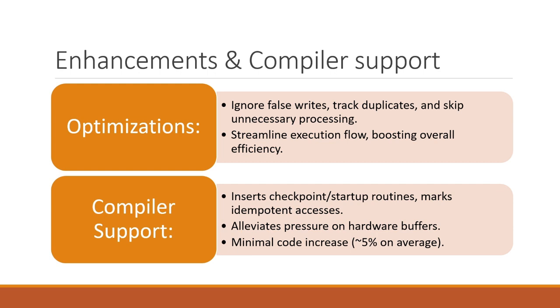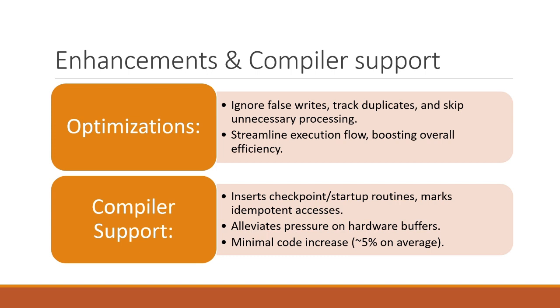Now, the Clank system implements several optimizations to boost performance, which include ignoring false write operations, efficiently tracking duplicates, and skipping unnecessary processing in text segments. These optimizations optimize the execution flow, enhancing overall efficiency. Additionally, compiler support is given, which aids in the process by inserting checkpoint and startup routines and marking the system accesses as idempotent, thereby alleviating the pressure on hardware buffers. Due to these enhancements, the code's overall size sees a modest increase, averaging around 5%.